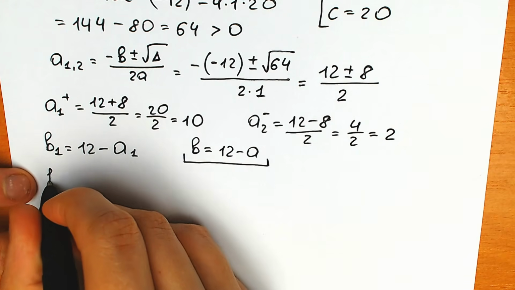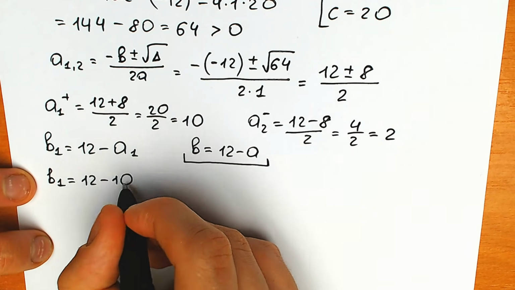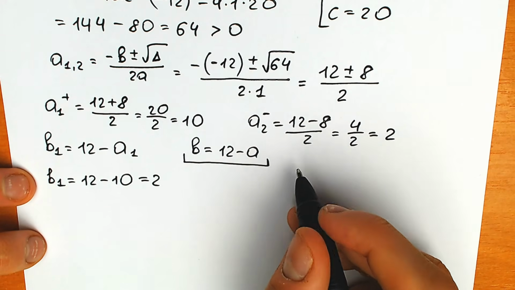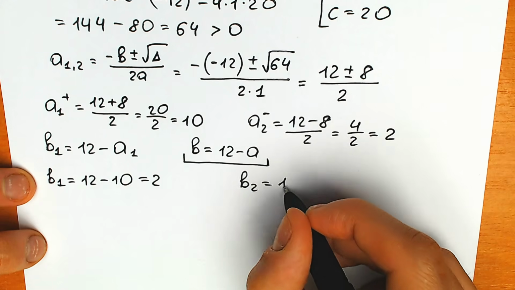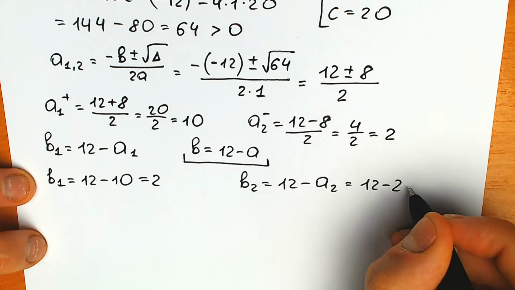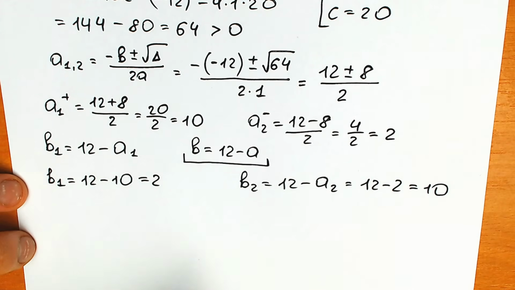So that's why we have b first equal to 12 minus 10 equal to 2. And right here we have b second equal to 12 minus a second, which is equal to 12 minus 2 equal to 10. And one really important moment, right here we have two symmetrical pairs.